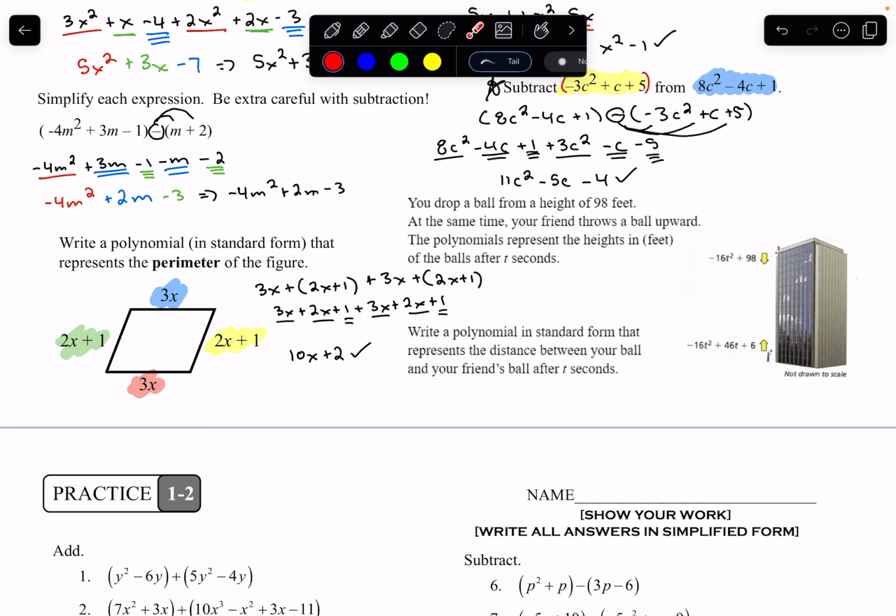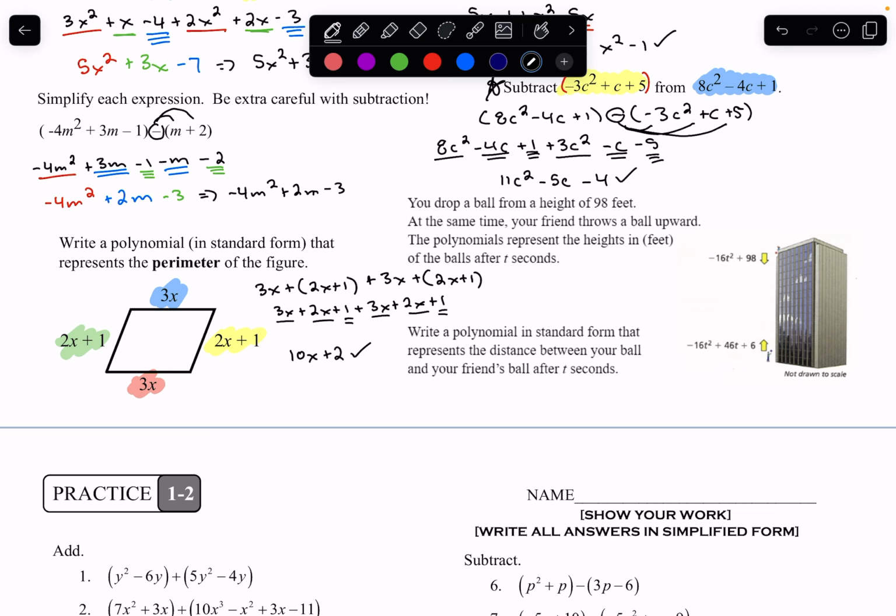The question says to write a polynomial in standard form that represents the distance between your ball and your friend's ball. Now, what I need you to remember is that the distance between two things, the way that you find the distance between two things is by subtracting them from each other. In math, that's how you find distance. You subtract one from the other.